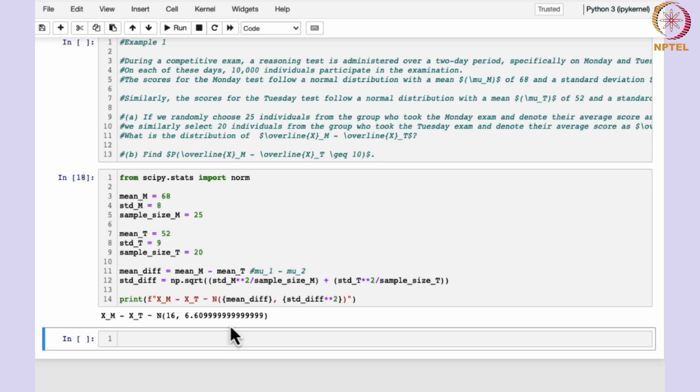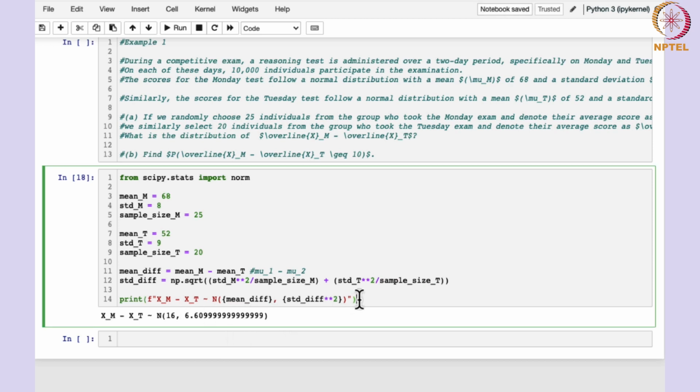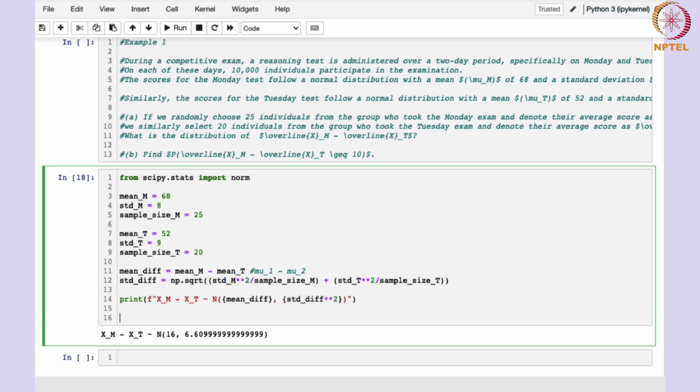basically sigma 1 square over n1 plus sigma 2 square over n2, right? And in this case, we had the second part where we had to find the probability that this difference is greater than or equal to 10. For that, we have to find the z-score. So the z-score would be 10, since we want it to be greater than 10, minus the mean difference, that is x minus mu by sigma, and we divide by this standard error over here.